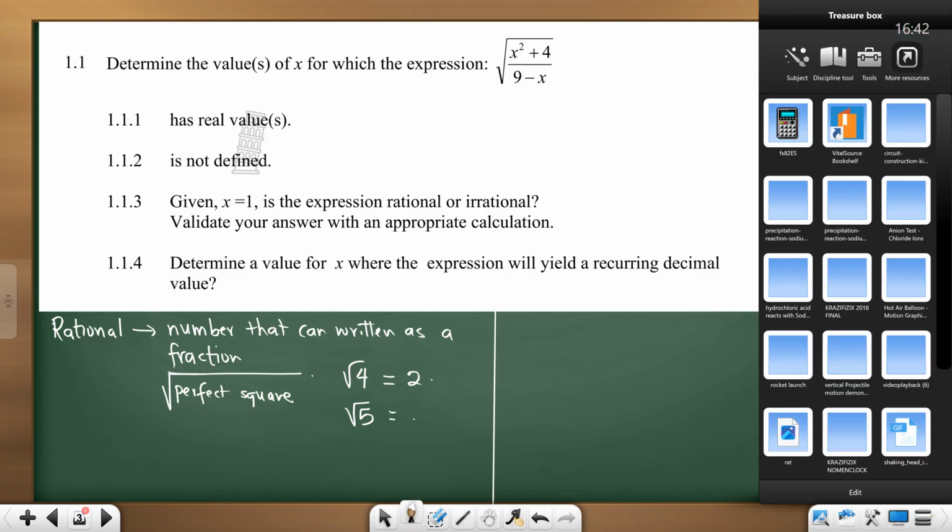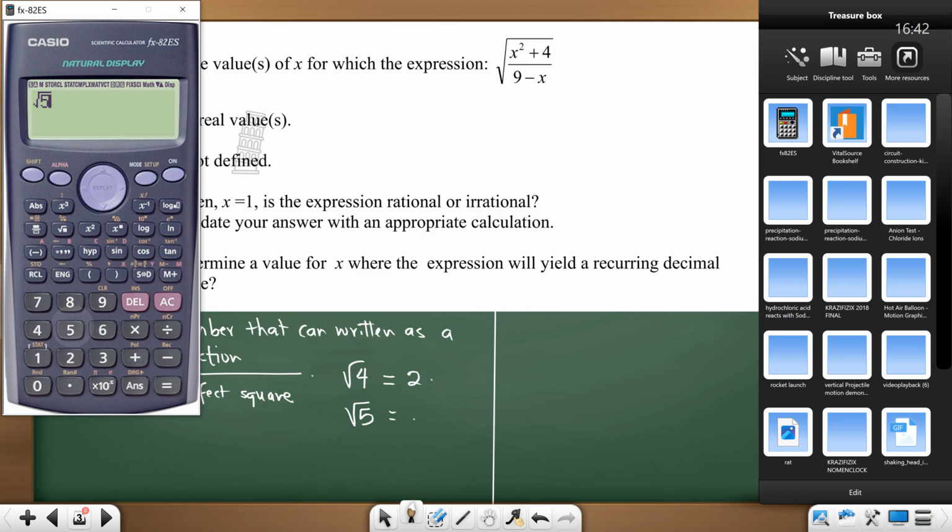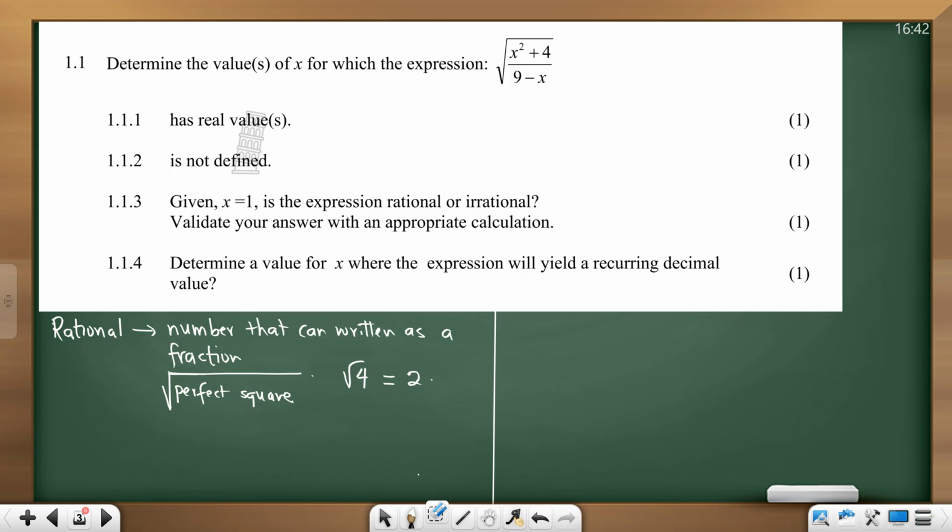Let's check on a calculator. Square root of 5. You see, it's not giving us a fraction. And if that's happening, that means it is an irrational number. We're talking about decimals, numbers that can only be written as decimals. And if there's a square root there, we're going to say a non-perfect square. Okay, information enough now. For example, the square root of 5.